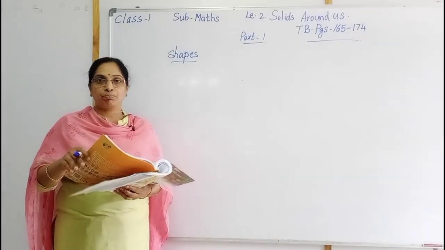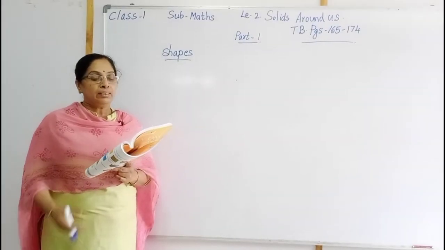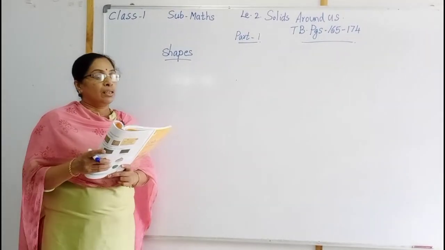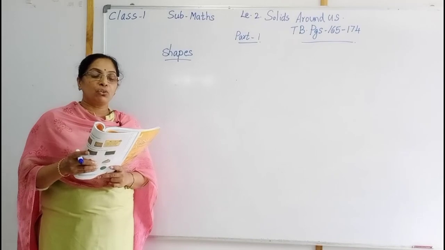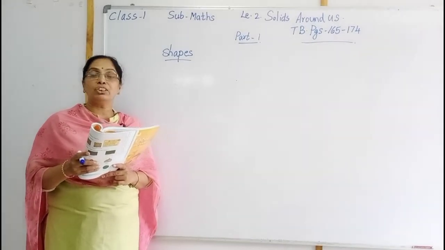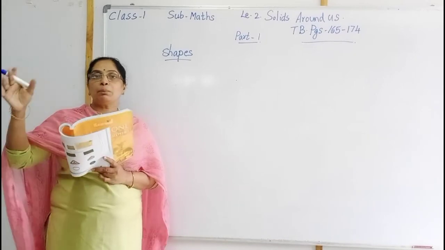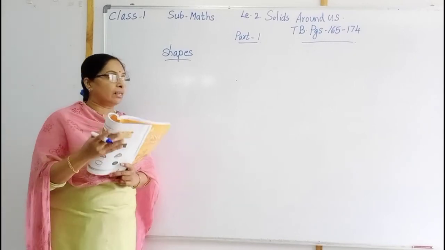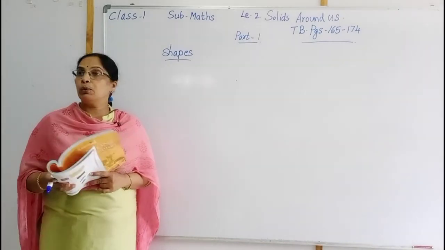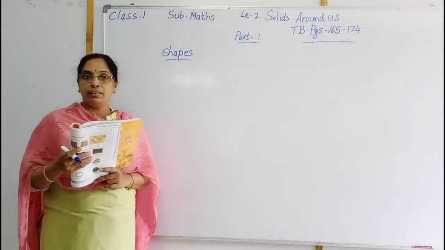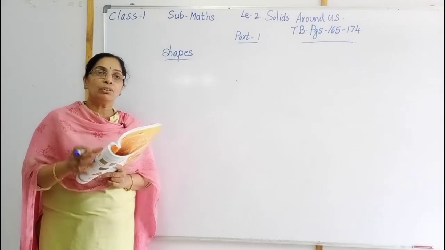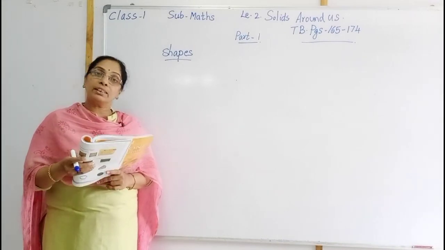See it. Page number 166. Collecting objects from the surroundings having different sizes and shapes. We are seeing some things in our classroom. Benches are there, board is there, then globe is there, window is there, door is there. We can see them. Pencil is there, chalk piece is there, chalk box is there. So we should identify the shape.